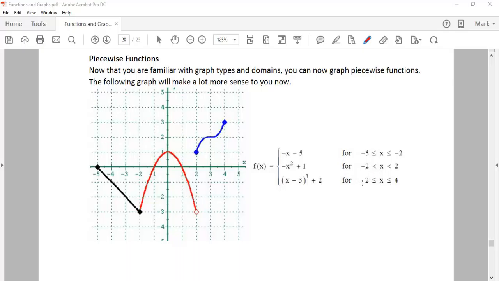And then the last part is just the cubic. So you can see it's a basic cubic that's being shifted to the right 3 and up 2. So that's the center of the cubic. And you can see it's just a basic cubic shape. So yeah, I hope this makes much more sense to you now.